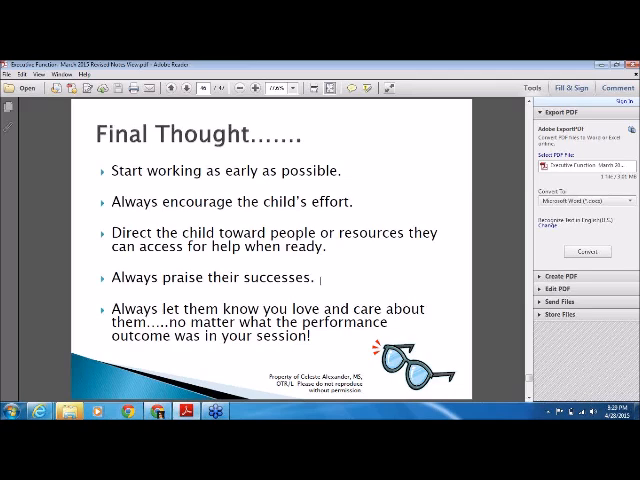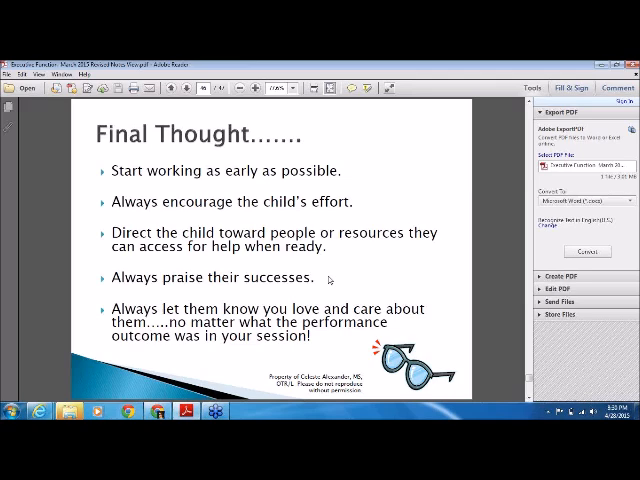Okay, Miss Broken Record here. Always praise their successes. Find something. There is something there, I promise you. You may have to dig. You have to peel that onion way back, but it's there. Always let them know that you love and care about them, no matter what the performance outcome was in your session.